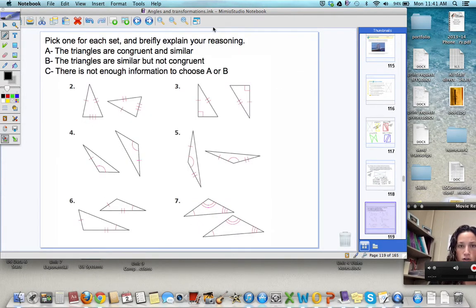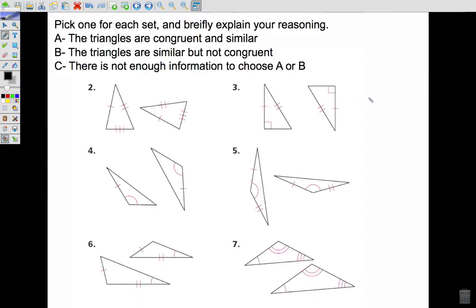So right now, I want you to do this. You can work with your partner that's sitting right next to you. You're going to pick one for each set and briefly explain your reasoning. So here's two. I don't know why we don't have a number 1, but are these A, the triangles congruent and similar? B, the triangles are similar but not congruent, or C, there is not enough information to tell us? So remember, if anything's congruent, it's always similar, but if it's similar, that doesn't necessarily mean it's congruent. So you can pause this and work on this.